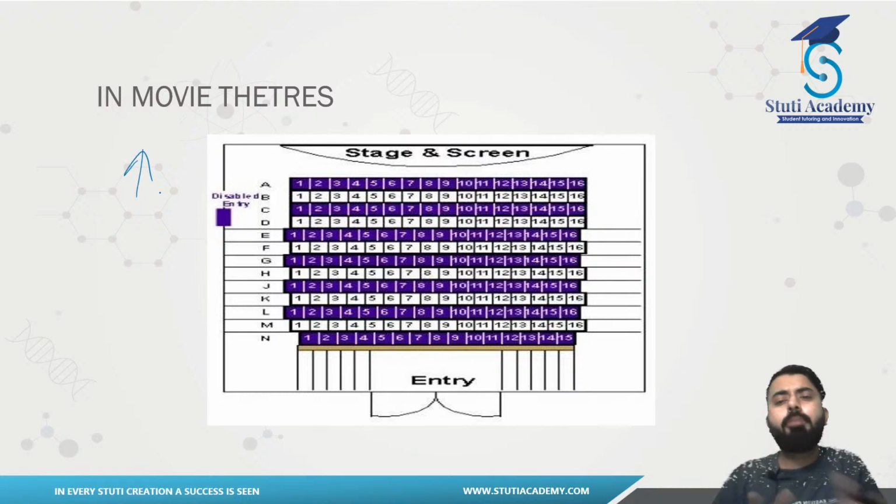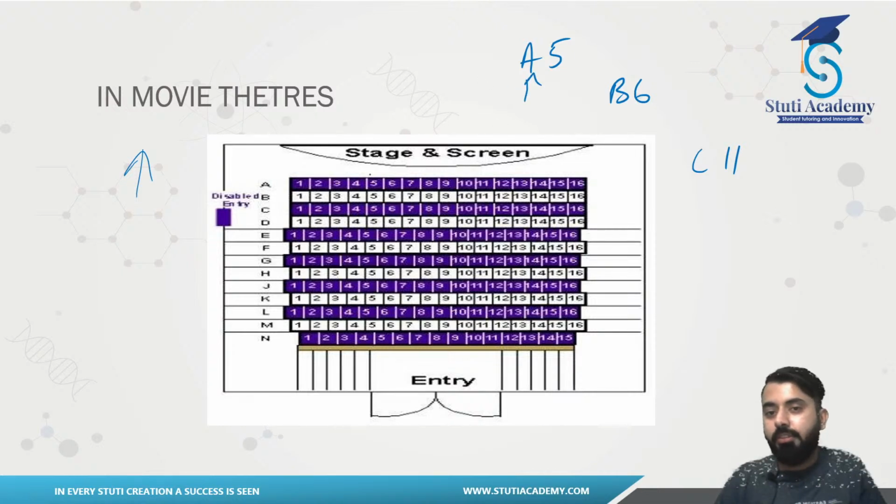Now you can also use that in movie theaters. You see, you have been given your movie tickets, and on them something is written like A5, B6, C11. What they truly mean is that in your A row, that means this one, you have your fifth seat. So A is here, fifth seat is here. Your seat is actually this one. If you move to B6, that will be your second row, and you will have the sixth seat right here. In C11, you will have a third row, and your seat will be 11, right here.